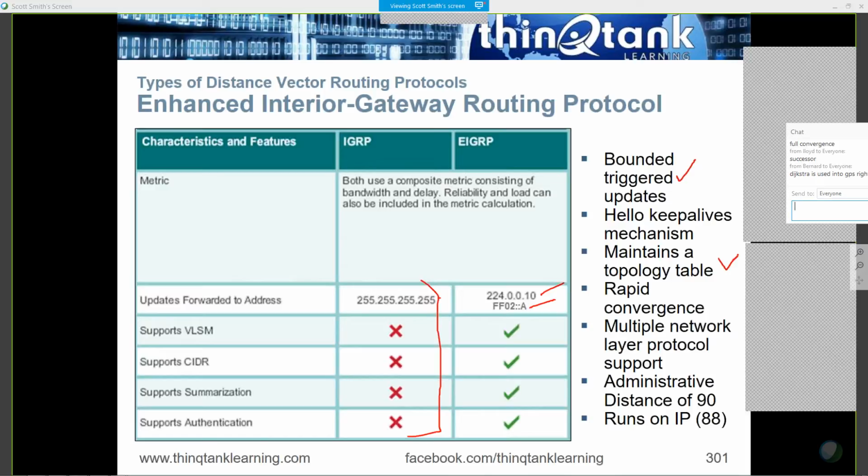Administrative distance of EIGRP is 90. I should have EIGRP listed here because IGRP is not 90. IGRP is 110. But because this protocol is deprecated, we're really just talking about EIGRP, and it runs over protocol 88. IGRP doesn't actually run over protocol 88 either. So those last 2 bullet points only apply to EIGRP. Everything else applies to both. Okay?